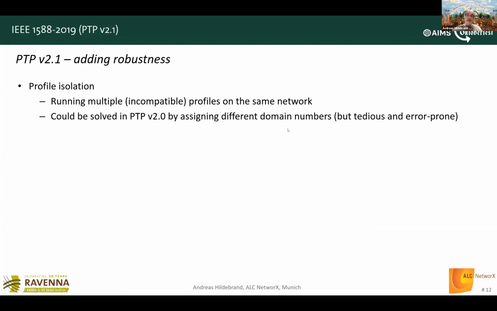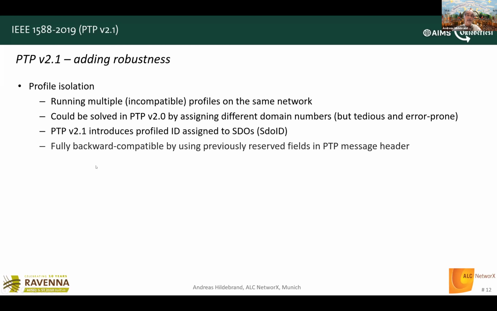But it turned out that this is a tedious configuration work, and also in some cases resulted in errors because people didn't pay much attention with the domain number configuration, or even on the end node side by evaluating the domain number for incoming messages. So that has been added through profile IDs, which are assigned to particular profiles of standardization organizations. It's called the SDO ID.